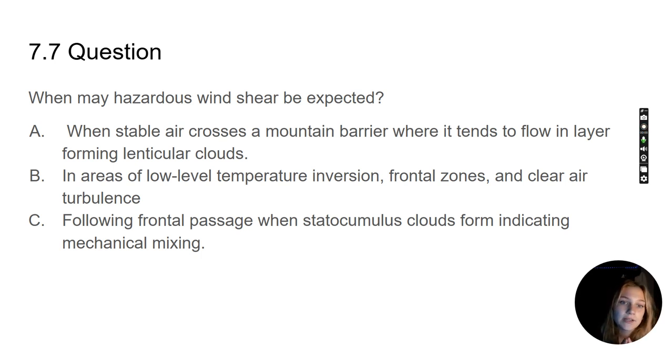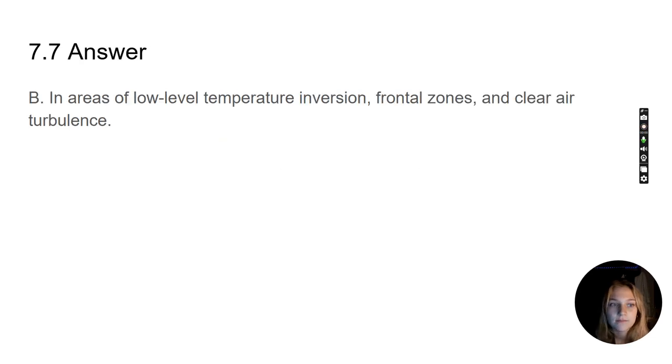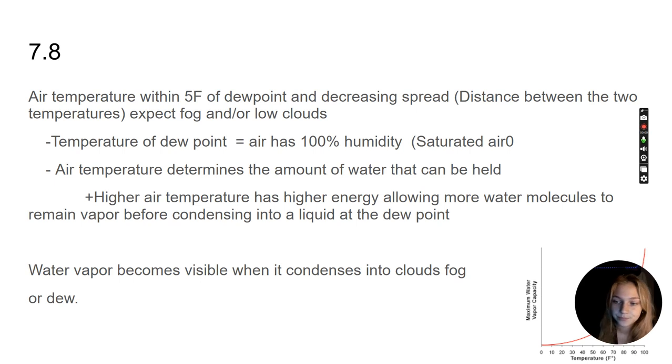When may hazardous wind shear be expected in: when stable air crosses a mountain barrier where it tends to flow into a layer, forming lenticular clouds; an area of low level temperature inversion, frontal zones, and clear air turbulence; following a frontal passage where stratocumulus clouds form, indicating mechanical mixing. And the answer is B. It's the only thing we went over again for this, so it's not very much of a trick question. We're gonna find that many hard questions, but yeah. You just need the low level temperature inversion, frontal zone, and clear air turbulence.